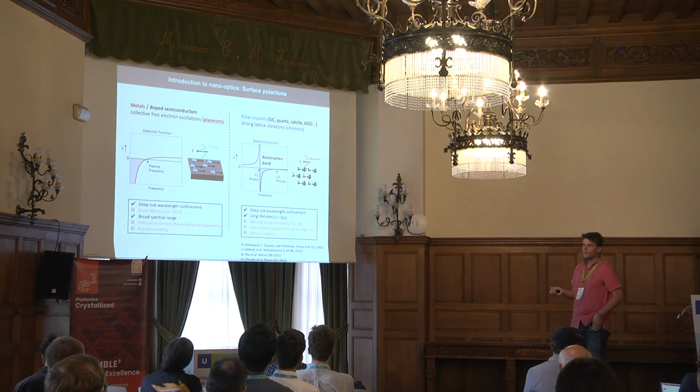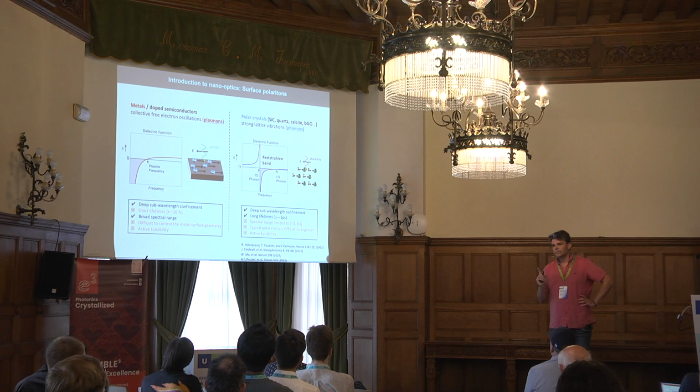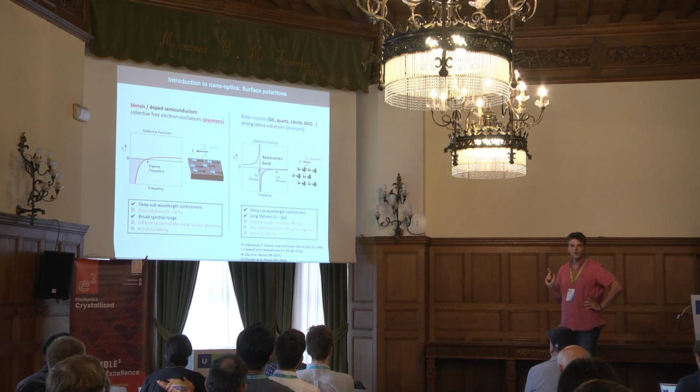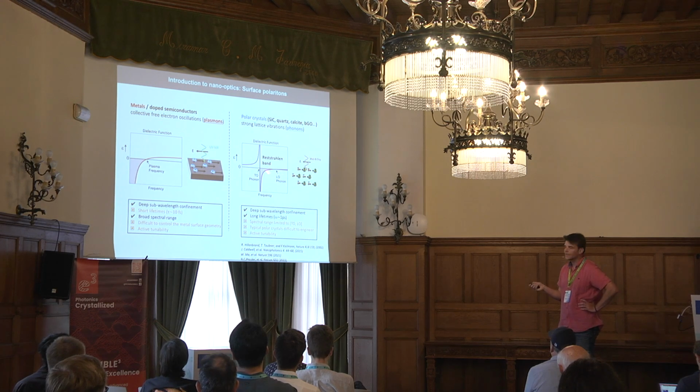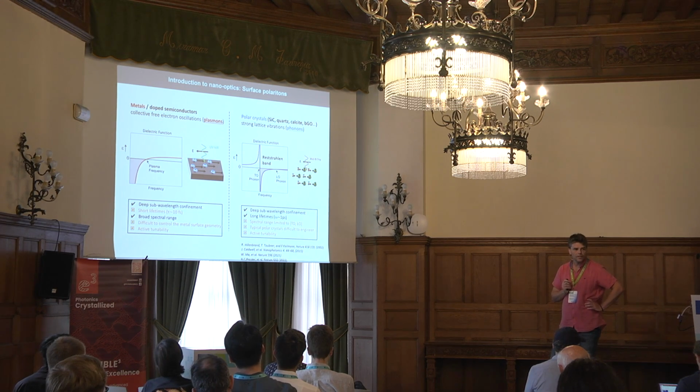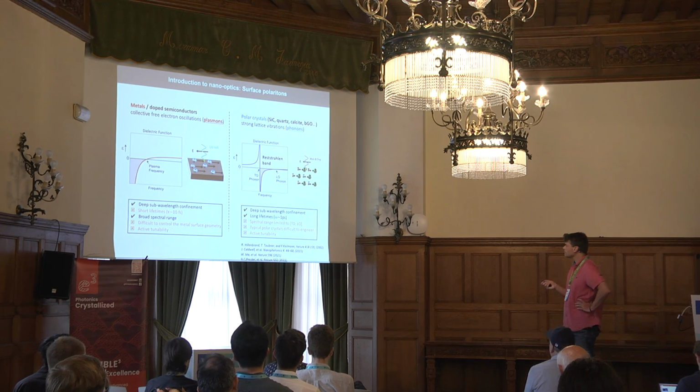But what are the properties? The permittivity is negative. This movement of the lattice occurs between the TO phonon and LO phonon. This is a much narrower spectral range than with plasmons. This is one of the drawbacks of phonon polaritons, and this is intrinsic to the crystal structure, so it cannot be tuned easily.